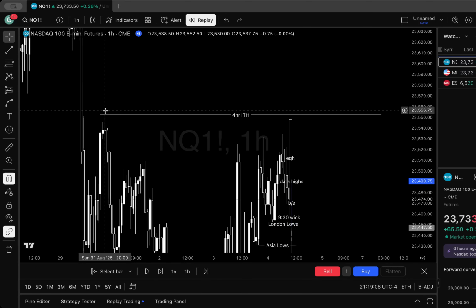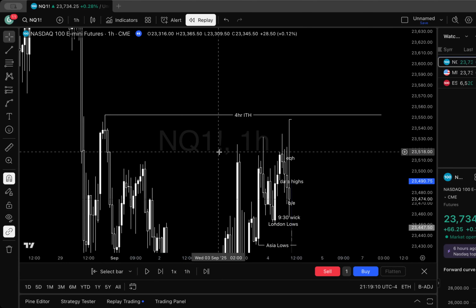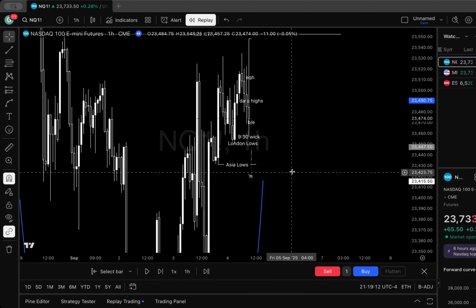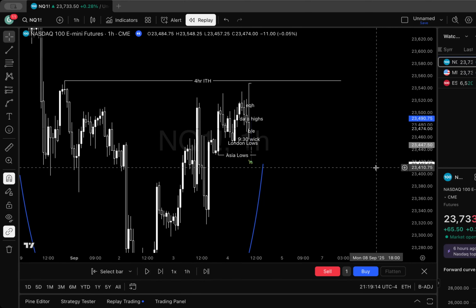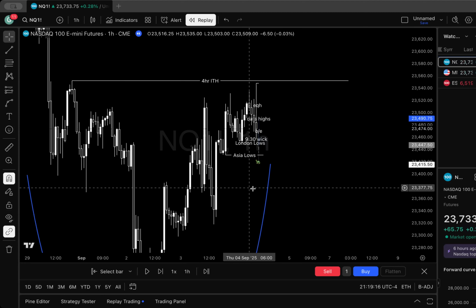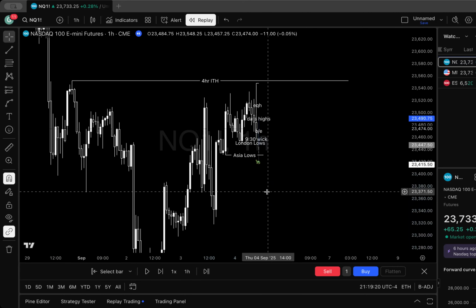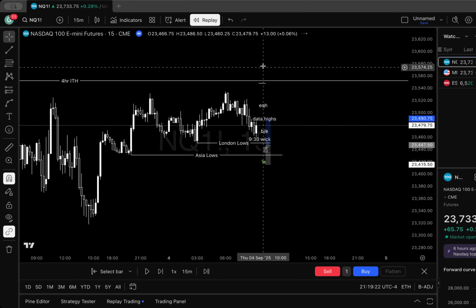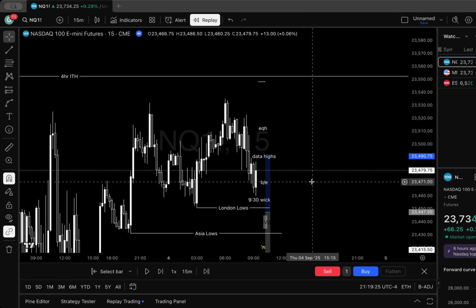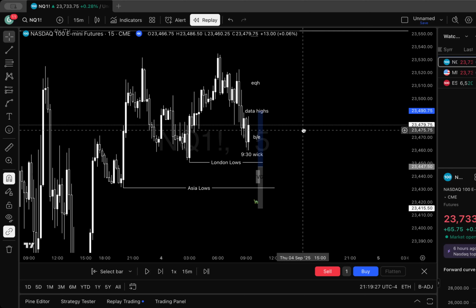From here, I actually was willing to take shorts to London lows and Asia lows, but I'll get into that in just a second. But overall, the bias was bullish coming into the morning to this 4-hour high, 4-hour internal high. So yeah, let's get into open here.